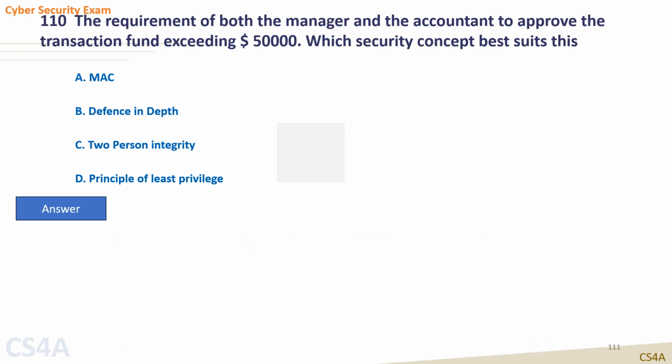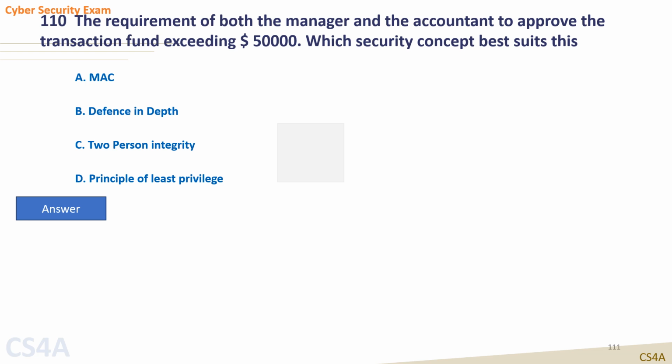Here the question is the requirement of both the manager and the accountant to approve the transaction fund exceeding $50,000. Which security concept best suits this? So here the thing is two persons involved in the transaction. So MAC, mandatory access control, is not relevant, and defense in depth. Defense in depth is setting up multiple layers of security controls to protect the asset. Here there are no security controls involved, so B is not the correct answer.